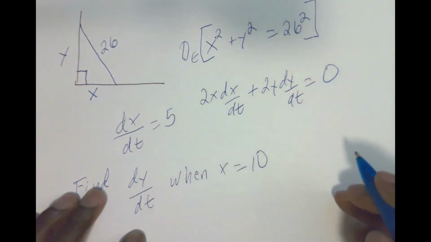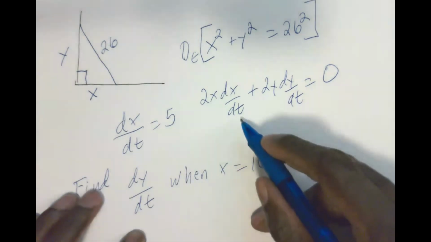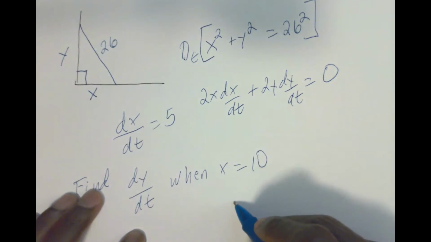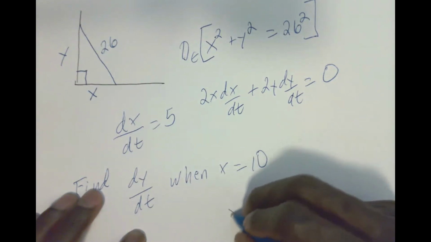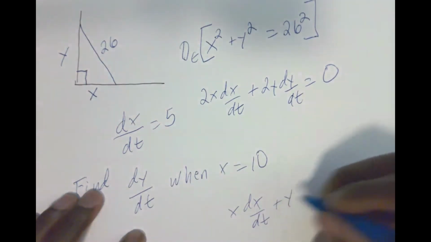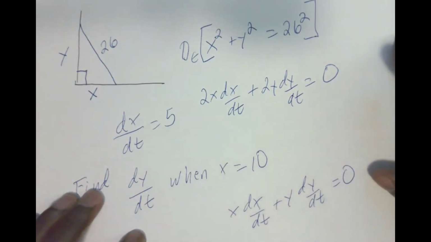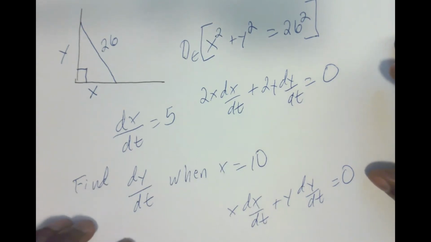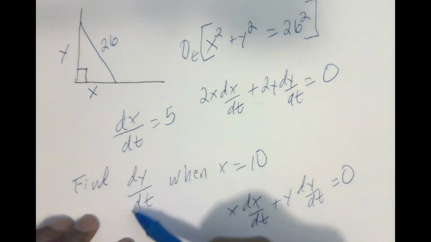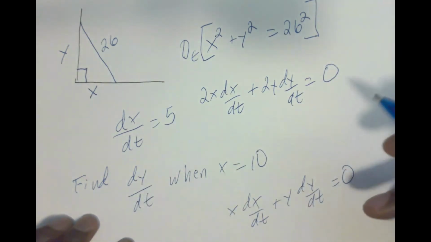And we can divide everything by 2 just to make everything nice. Let me move down here so I'm not too cluttered. And so we have x dx/dt plus y dy/dt equals 0. So now let's plug in what we know and solve for what we don't. So we're trying to solve for dy/dt. And so we should be able to plug in for everything else but dy/dt.